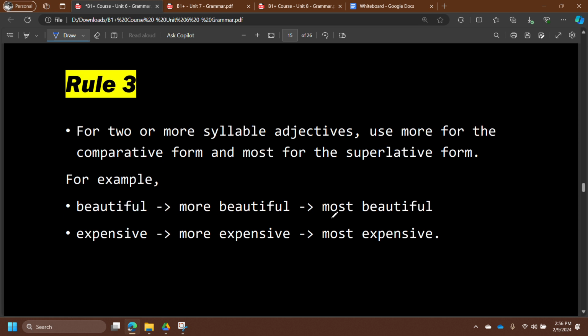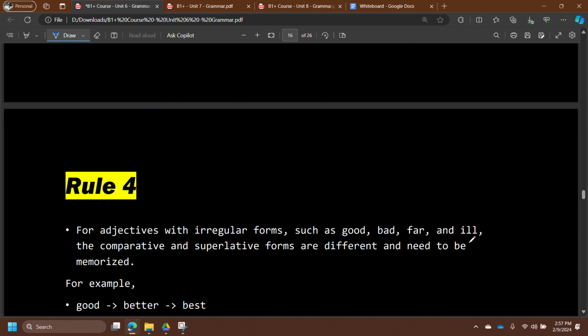Moving on, rule number 3. For two or more syllable adjectives, we are going to use more for the comparative form and most for the superlative form. Example, beautiful becomes more beautiful, okay? And in the superlative, it becomes most beautiful or the most beautiful. Expensive becomes more expensive and the most expensive.